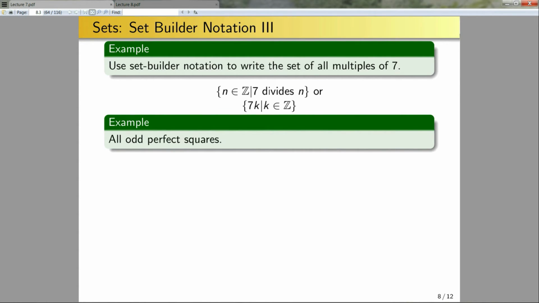The set of all odd perfect squares. So recall that a perfect square is a number that can be written as the square of some integer. Now take a bit of time and try to write this out using set notation on your own before I give you the solution.